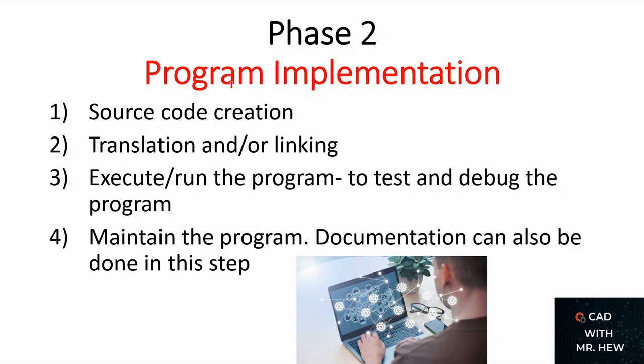Phase 2. Program implementation. The first step is source code creation. Step 2. Translation and or linking. Step 3. Execution or the running of the program. And this is done to test and debug the program. Step 4. Maintain the program, and this could include documentation in this step.